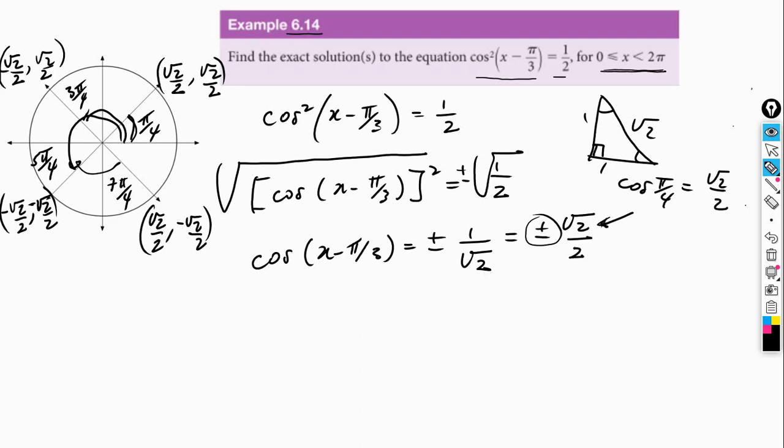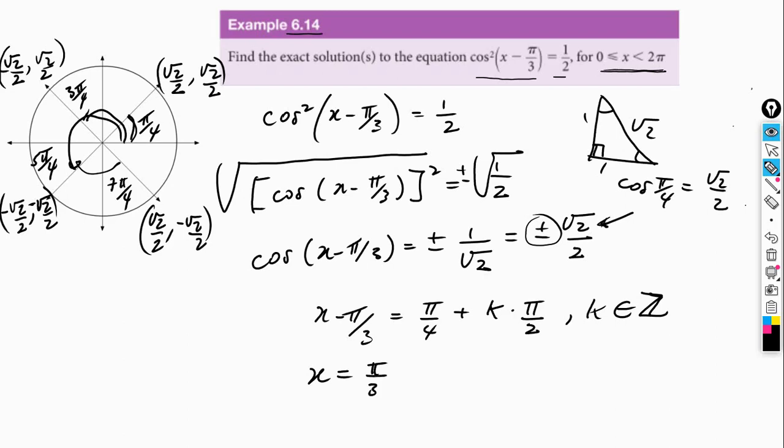In general terms, what does this imply? This implies that x minus pi thirds should equal pi fourths plus k times pi halves for some k that is an integer. So if we solve for x, we're going to get that x is equal to pi thirds plus pi fourths plus some k times pi halves. Why pi halves? Well, because all these angles have pi halves distance between them.